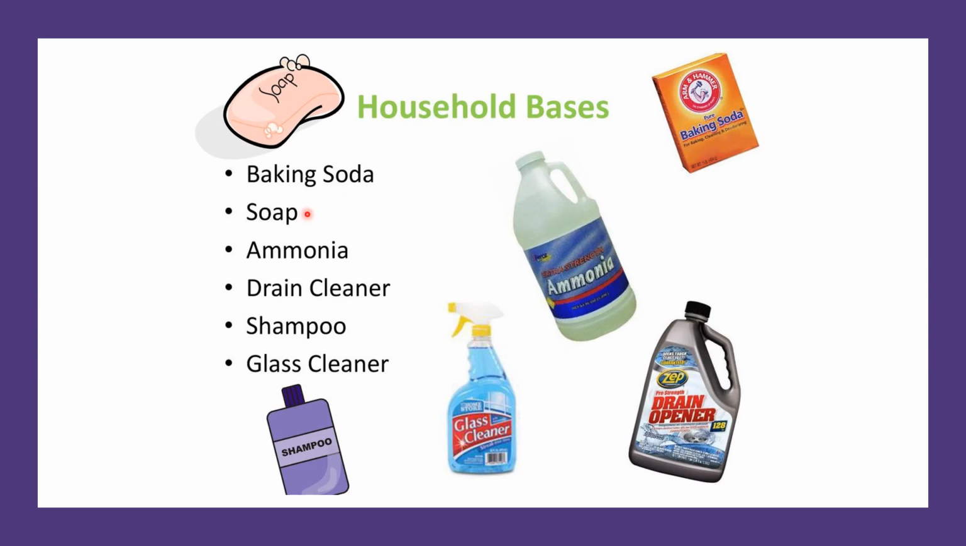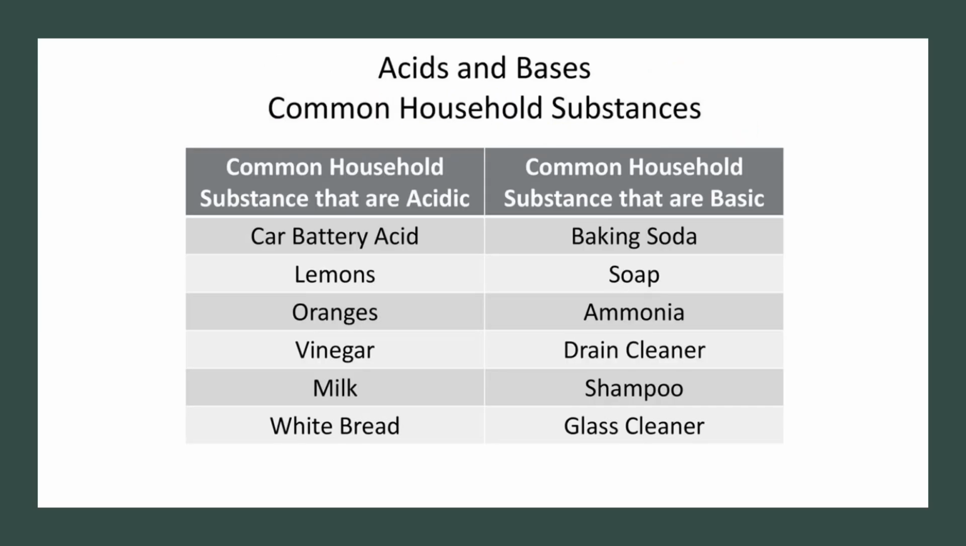Then all the kinds of soaps that we use. Ammonia we use for cleaning. Drain cleaners, shampoo, glass cleaners. All these are bases. So the common household substances that we use are acidic and basic. I have listed some of them. You can go on increasing the list here.